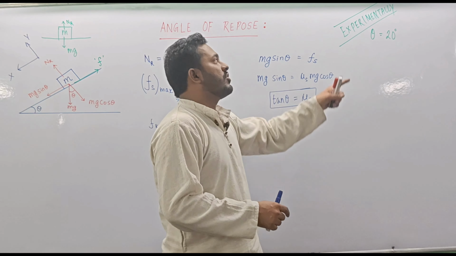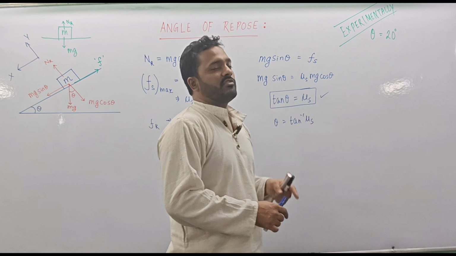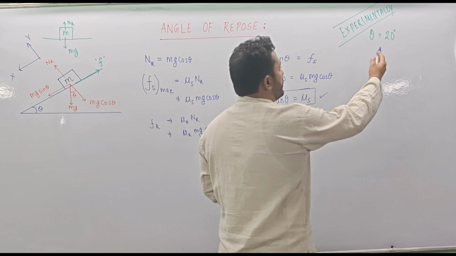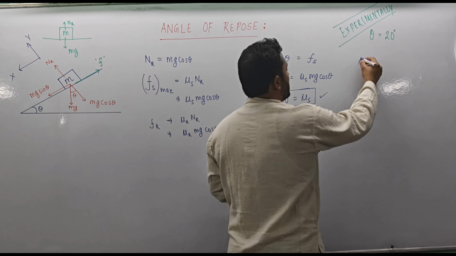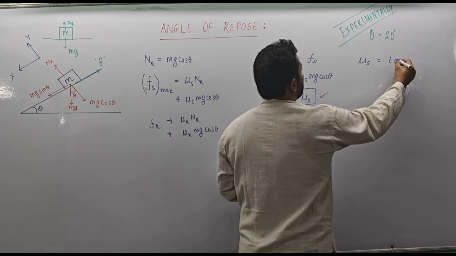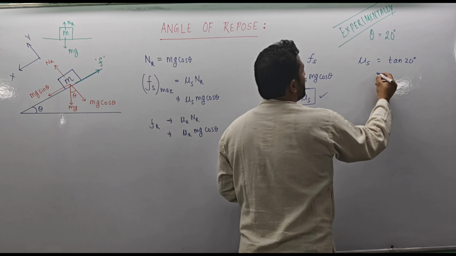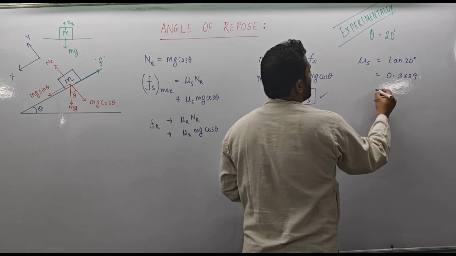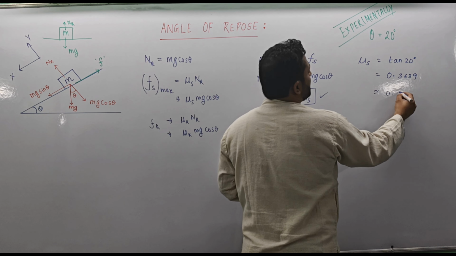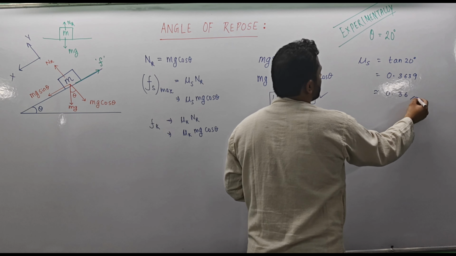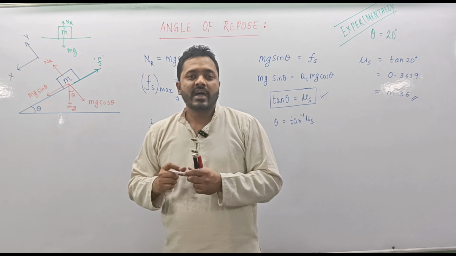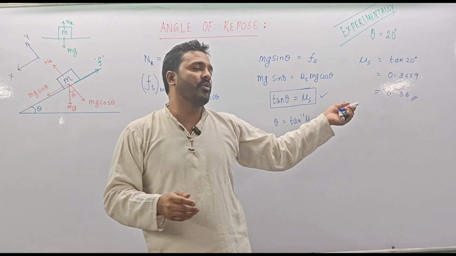So experimentally, we have obtained the angle at which the block starts sliding down to be 20 degrees. Now, if we use this 20 degrees, then we can use it to find mu s, which is equal to tan 20 degrees. And on solving, we obtain 0.3639, which we can roughly say is equal to 0.36. So the coefficient of friction between the wooden block and the glass surface is 0.36.